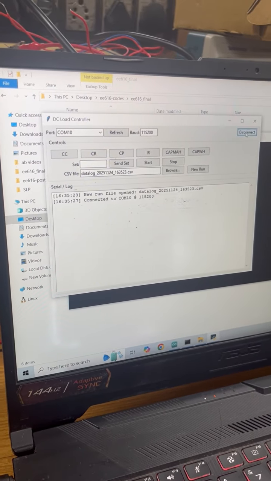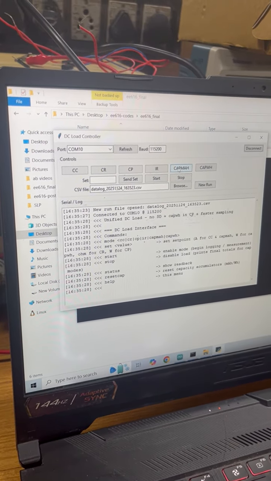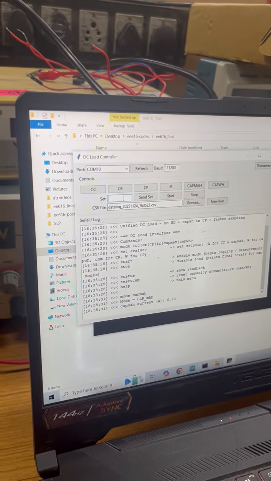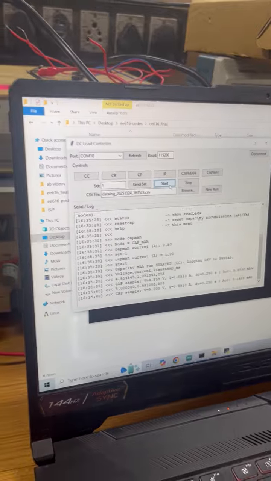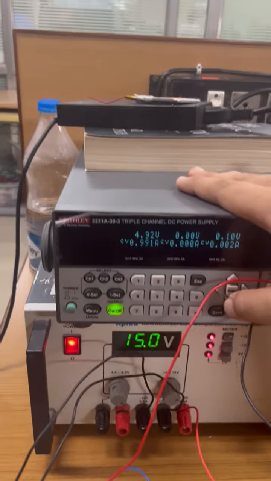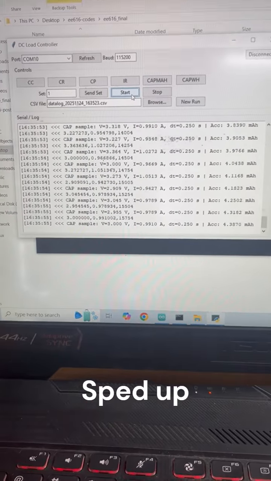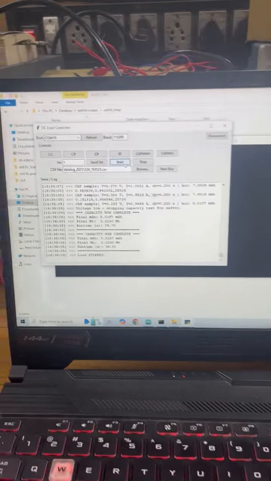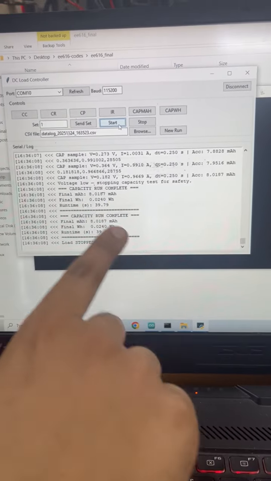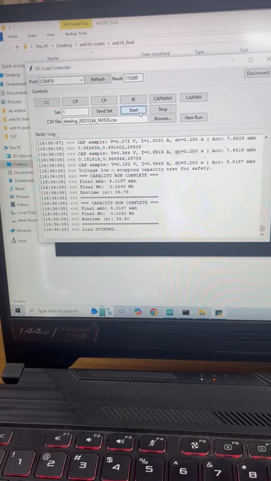So we'll first connect it to the serial port. Now when we are measuring the capacity in milliampere hour, we can choose a current to set. So we'll choose 1 ampere, and we can start running. Now we'll just simulate the battery by slowly discharging this. As you can see, when the voltage becomes too low, it stops, and you get the final milliampere hour capacity.